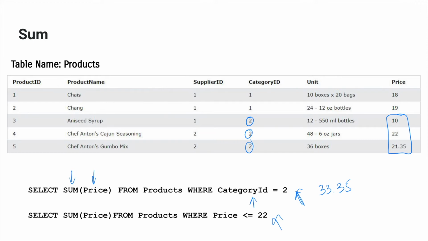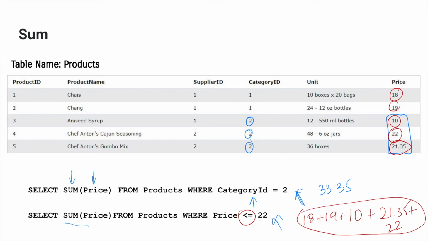And here if we do SUM price FROM products WHERE price is less than or equal to 22, we're going to have this value, this value, this value, and this value, and we're going to add up the prices for all those matching rows. So we'd have 18 plus 19 plus 10 plus 21.35. And actually I guess 22 matches as well because it's less than or equal to. So essentially we'd be adding all the values up, and the sum would be our answer. Again, I haven't personally seen that in the IB exam, but someone did ask me a question about it, so I just wanted to cover my bases.